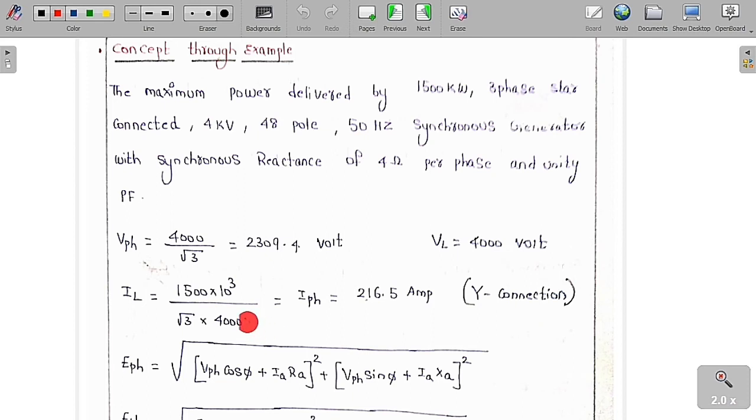So therefore S is what the question has given, which is 1500 into 10 to the power of 3. At unity power factor, as I've already told you, the value of S is equal to the value of P. Unity power factor means cos theta is equal to 1, which means theta is equal to 0. At that condition, the active power is equal to the complex power, which is 1500. So 1500 into 10 to the power of 3 by root 3 into VL, which is 4000. In a star connection, the line current is equal to the phase current, which is 216.5 amperes.